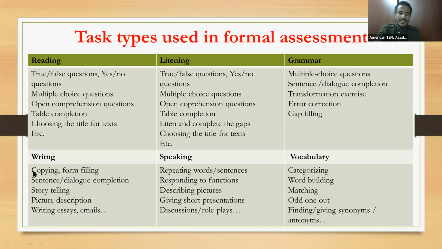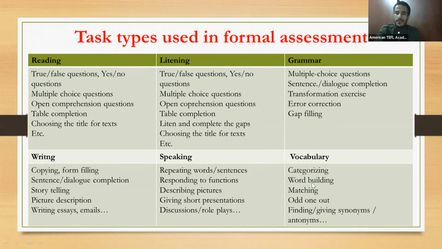And for writing, you can tell them to copy, to fill in the form, to write a dialogue, to write a story, to describe a picture, or to write an essay, or to write an email. These are, again, other activities. For speaking, repeat the words, repeat the sentences, responding to functions. What would you say in this? Asking for advice, giving advice, or describing pictures, or give short presentations or discussions. So these are some activities.